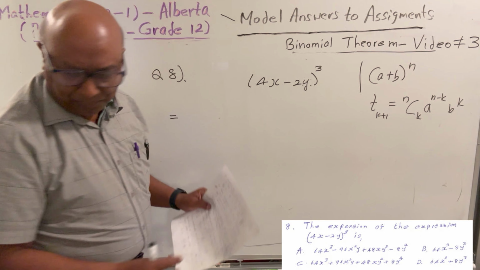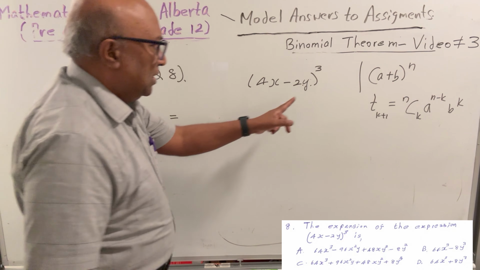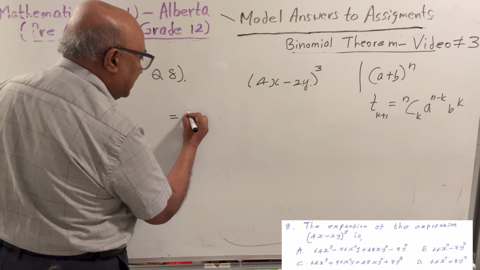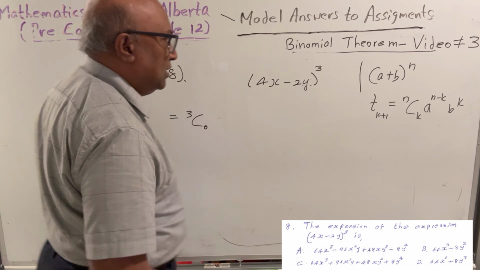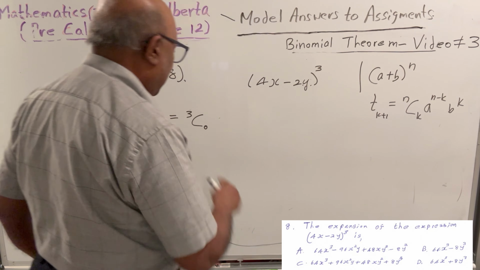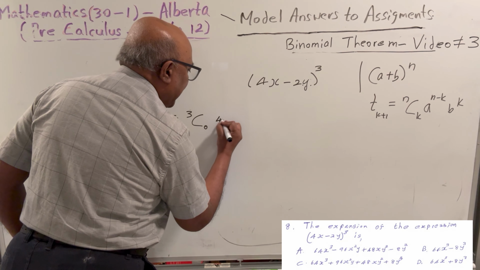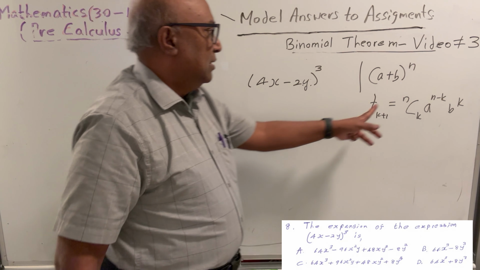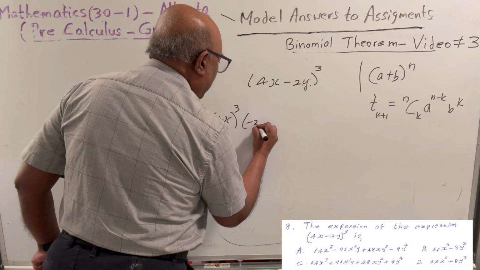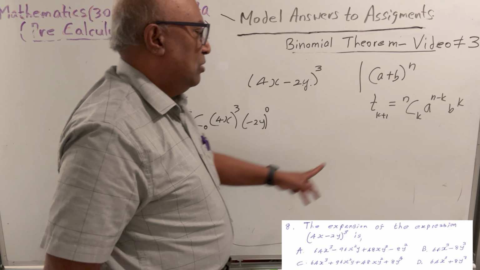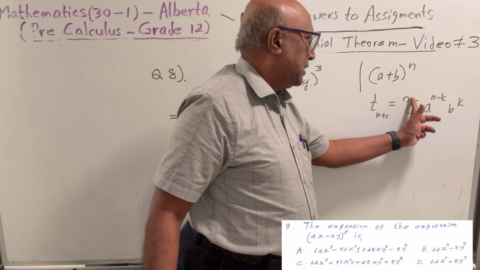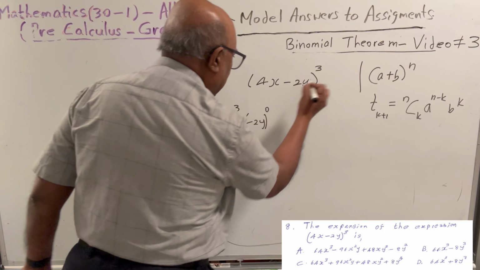What is the first term? As we did earlier, we have to start from nC0, that is 3C0. For the first term, we put n equal 3, k equals 0. 3C0, a to the power 3 minus 0, that is 3, b to the power 0. Always follow this: nCk, a to the power n minus k, b to the power k. That is easy. Then go to the second term.